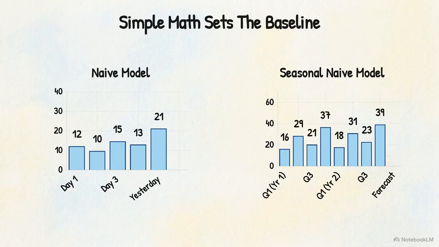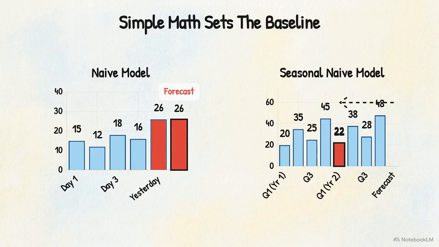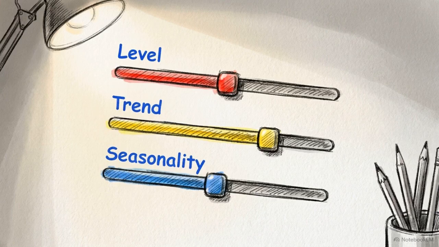Instead, they start with the simplest possible math. A naive model predicts by copying yesterday's exact number. A seasonal naive model reaches back and copies the exact number from 1 year ago today. From there, analysts step up to exponential smoothing, or ETS.